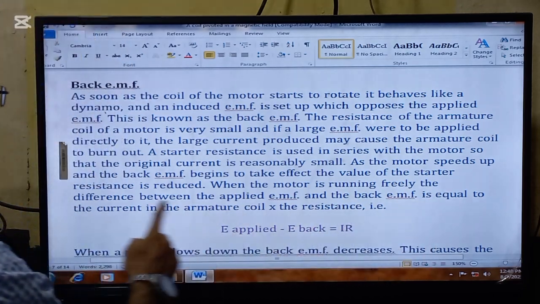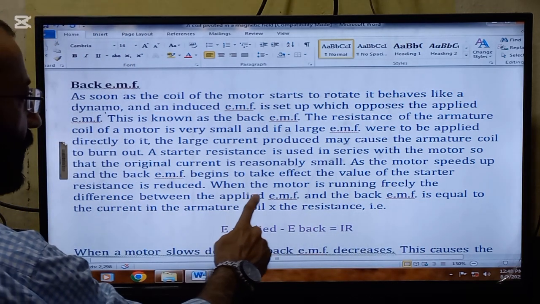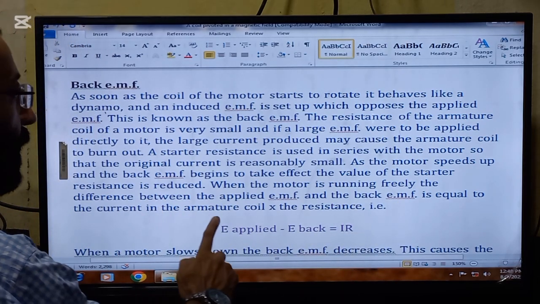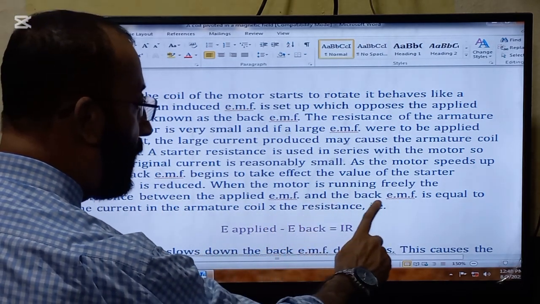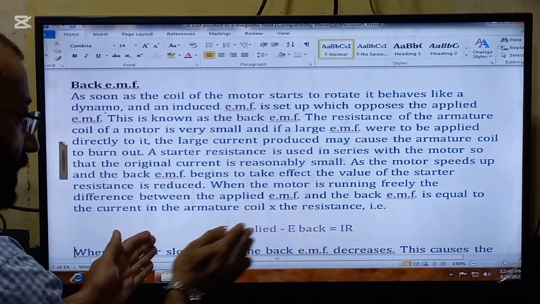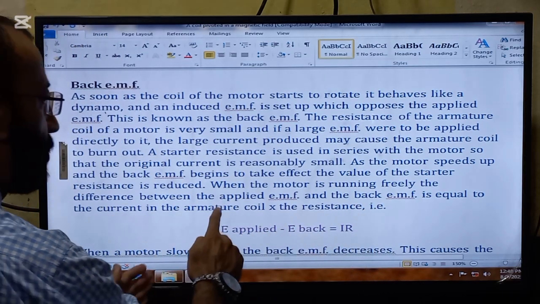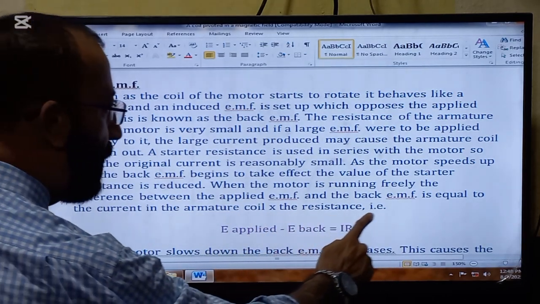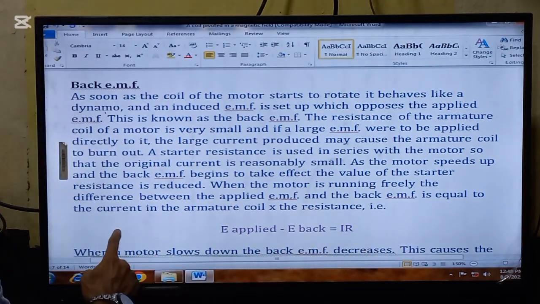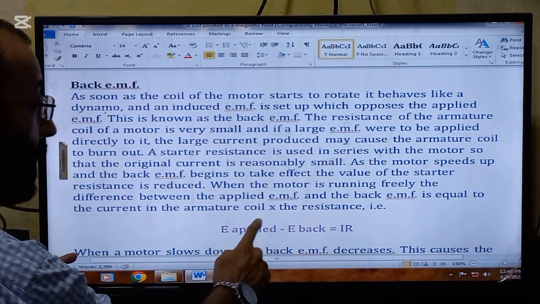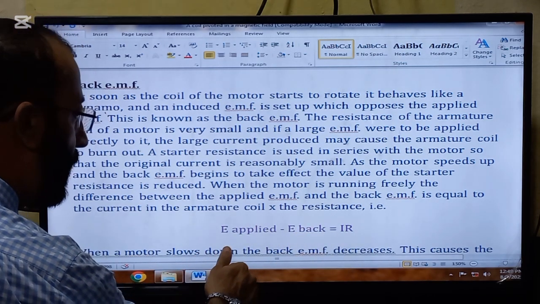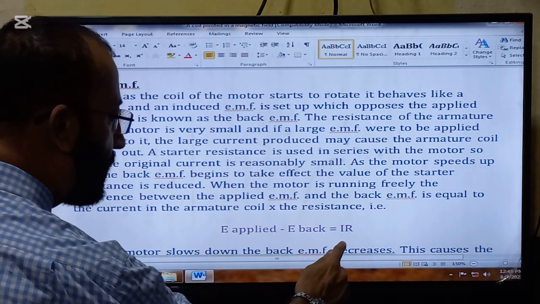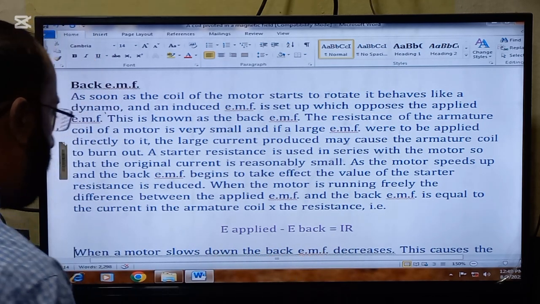As the motor speeds up and the back EMF begins to take effect, the value of the starter resistance is reduced. When the motor is running freely, the resistance will be getting smaller and smaller. So when the motor is running freely, the difference between the applied EMF and the back EMF is equal to the current in the armature coil multiplied by resistance. So look now, EMF applied minus EMF back is equal to current multiplied by resistance.